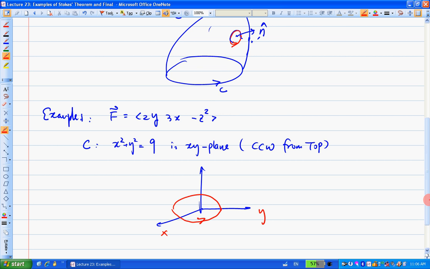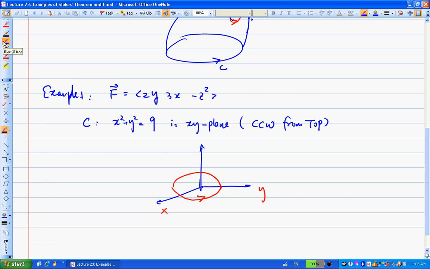Now what we want is to calculate the line integral around the curve C, but we're not going to calculate the line integral directly. If the question asks you to calculate the line integral, you can. This is actually not bad. You just parameterize the circle and then calculate the line integral as it is. But in this question, we're going to calculate the line integral using Stokes Theorem.